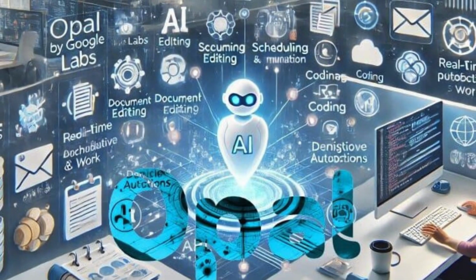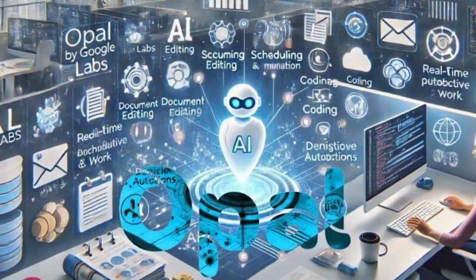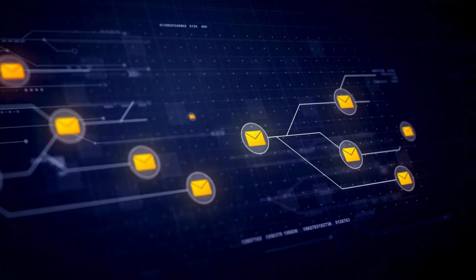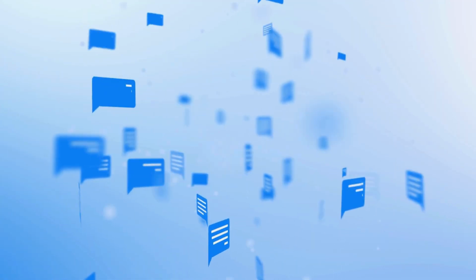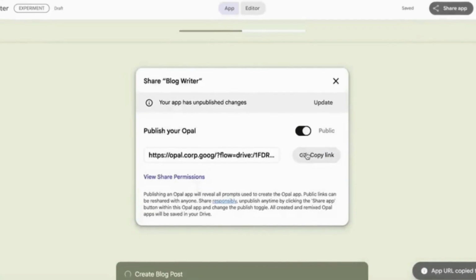6. Testing and debugging. Hit run to execute the flow with sample data. Watch each node light up as it processes, making it easy to spot errors. 7. Publishing and sharing. Generate a public link or share it within your organization. Users can interact, leaving comments and suggestions on your mini app.